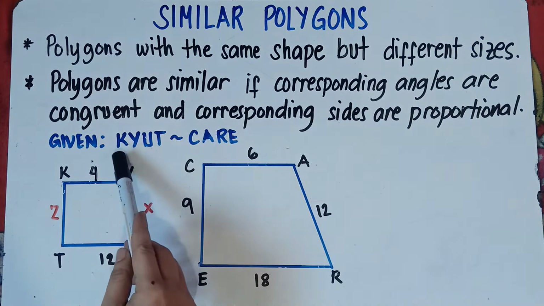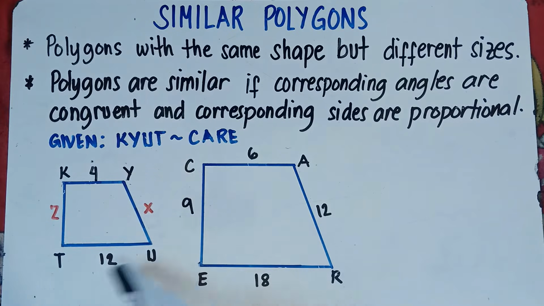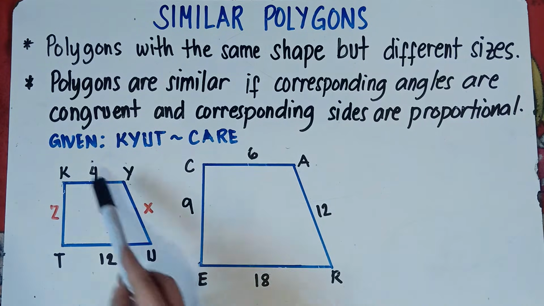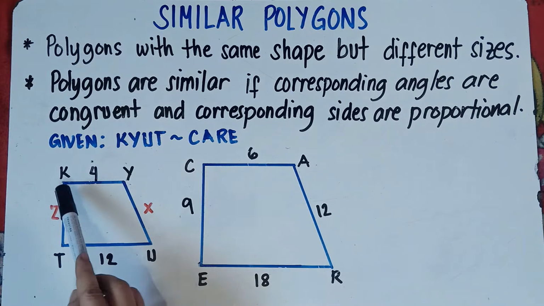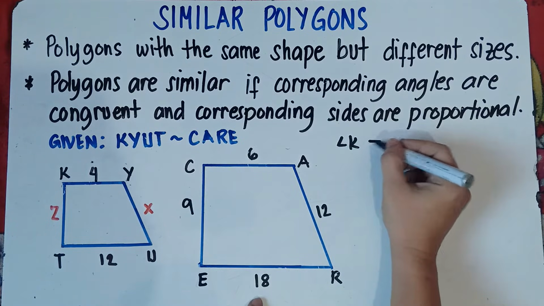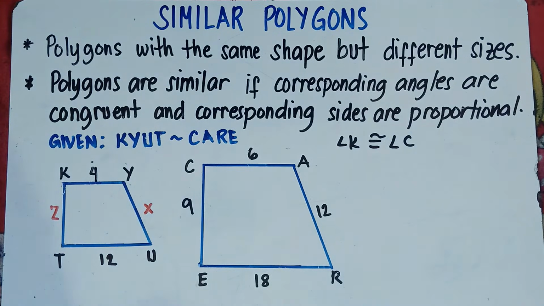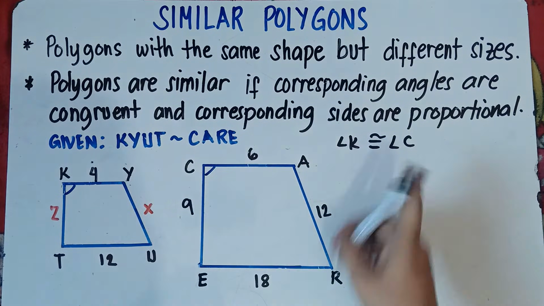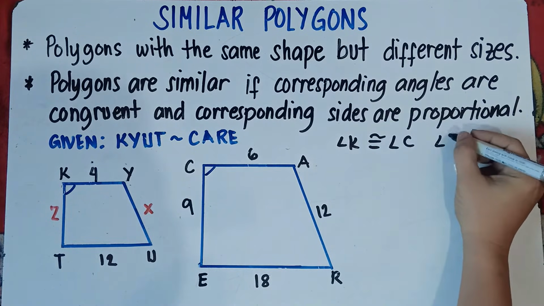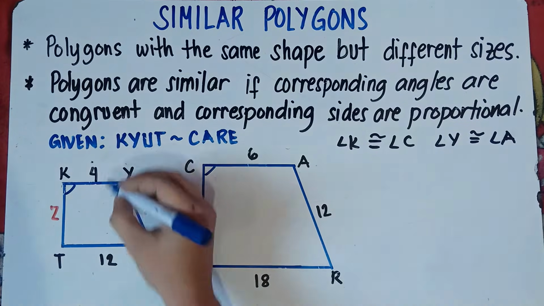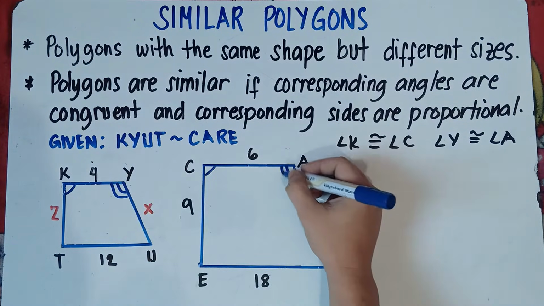I have here given trapezoid KYUT. This quadrilateral, or trapezoid KYUT, is similar to trapezoid CARE. So of course, angle K corresponds to angle C. This angle K must be congruent to angle C. Once again, angle K is congruent to angle C. This angle will be congruent to this angle. And this angle Y is congruent to angle A. So angle Y corresponds to angle A.